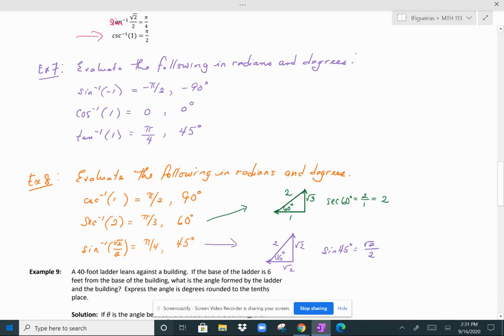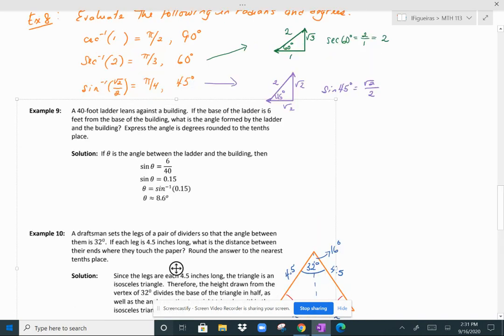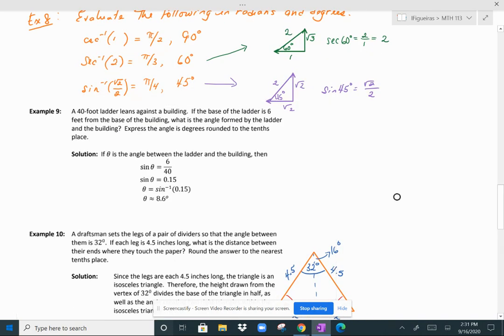So that's that. So here's some word problems that we should look at. So we have here an example 9. A 40-foot ladder leans against a building. If the base of the ladder is 6 feet from the base of the building, what is the angle formed by the ladder and the building? Express the angle in degrees rounded to the tenths place.